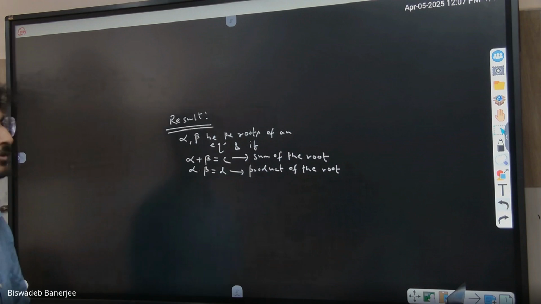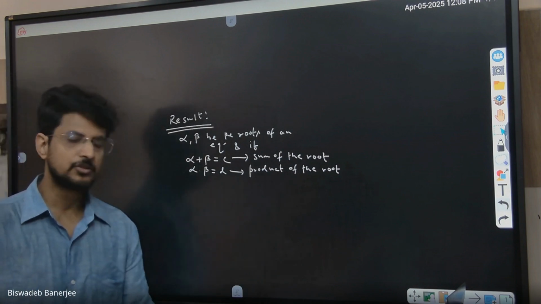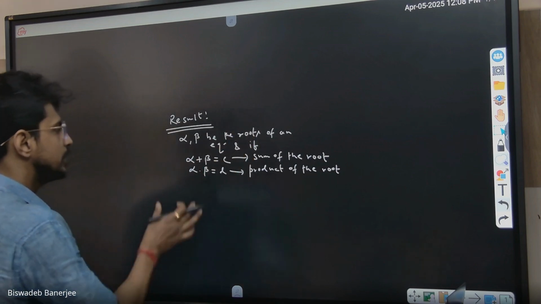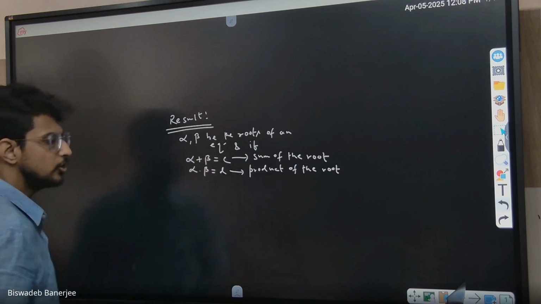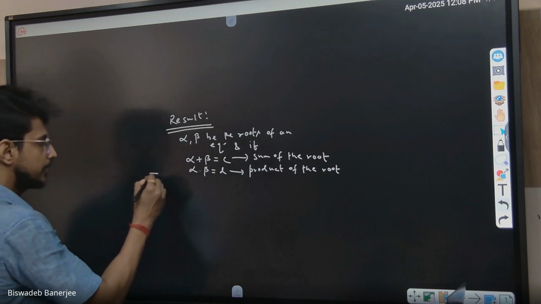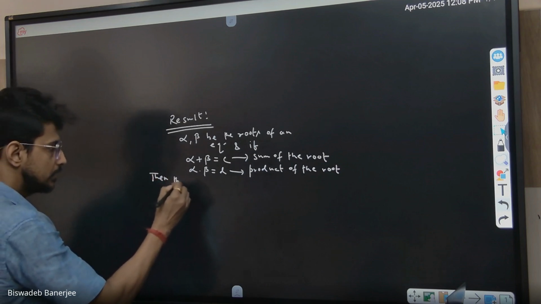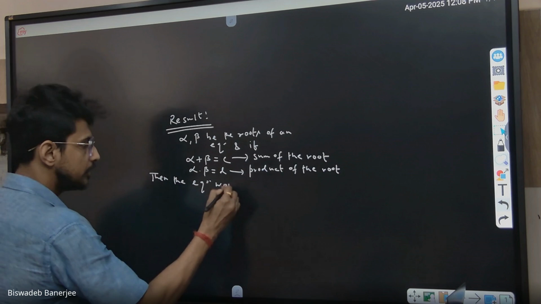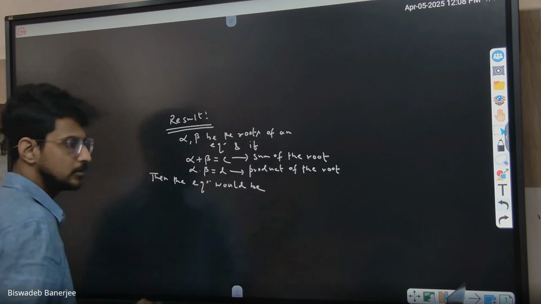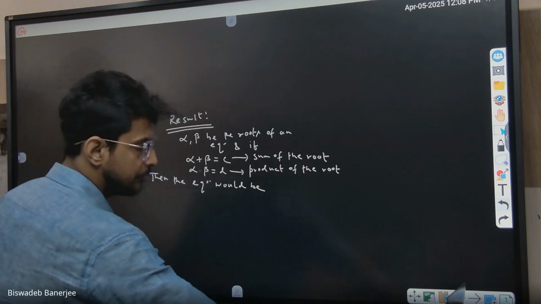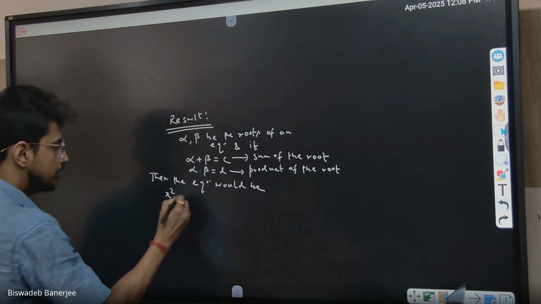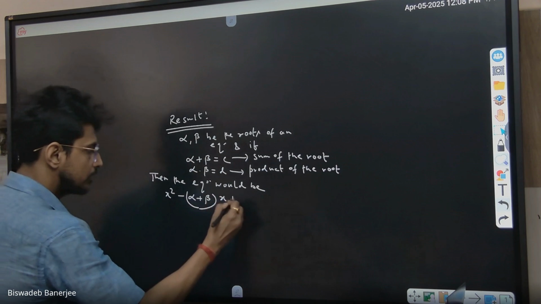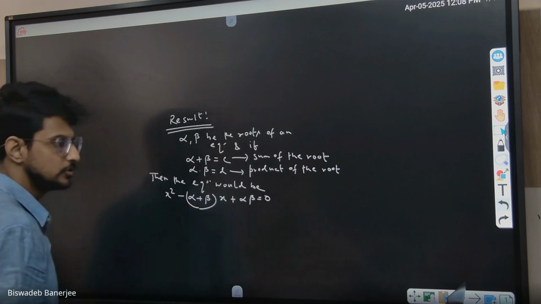So alpha plus beta is called the sum of the roots, and alpha into beta is called the product of the roots. The theory is, if alpha and beta are the roots of an equation, and the sum of the roots is c and the product of the roots is d, then the equation would be x square minus sum of the roots into x plus product of the roots is equal to 0.